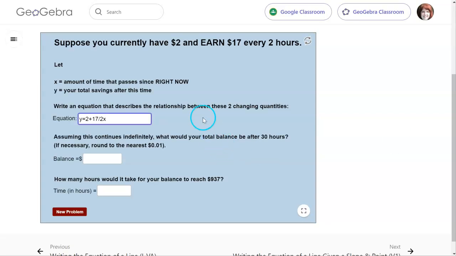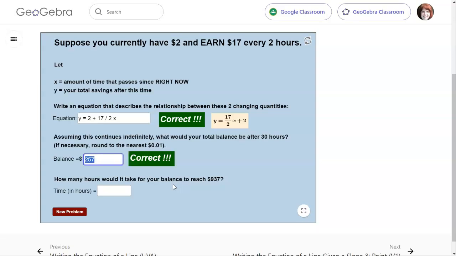All right, now when they click out here, the word correct is going to pop up, and it does convert that into slope-intercept form. Now, assuming this continues forever or indefinitely, what would your balance be after 30 hours? Well, at this point, they're evaluating. So they're going to take their expression, and I'm just going to type it directly in the blank, 17 divided by 2. We're going to evaluate that at 30 hours, and then they will add the 2. Or do it the other way, 2 plus 17 over 2 times 30, and then they will hit enter.